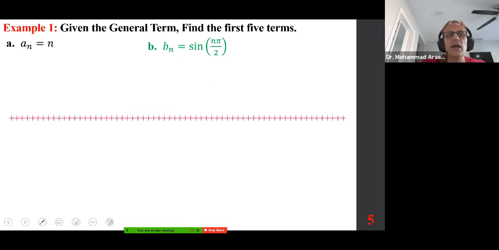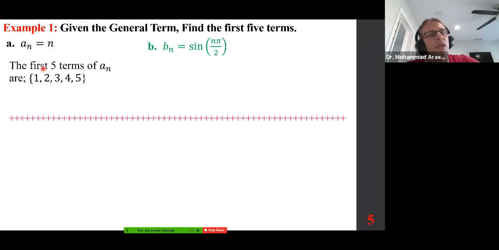Let's start with, given the general terms, we want to find the first 5. I hope you realize that n starts with 1. So a sub 1 is 1. A sub 2 is 2, and so on. So we have 1, 2, 3, 4, 5. Very straightforward, class.